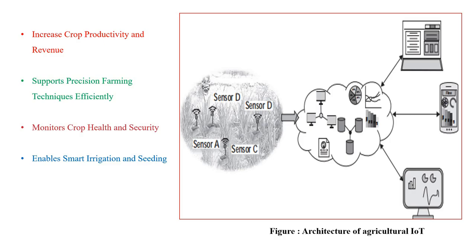Finally, a user should be able to access these services from handheld devices such as computers or mobile phones and all. Okay. So here it shows the basic architecture of an agricultural Internet of Things system, where different sensors collect information from the agricultural field and send the data to a centralized system for processing and monitoring, and this helps the farmers make better decisions and improve the crop productivity.